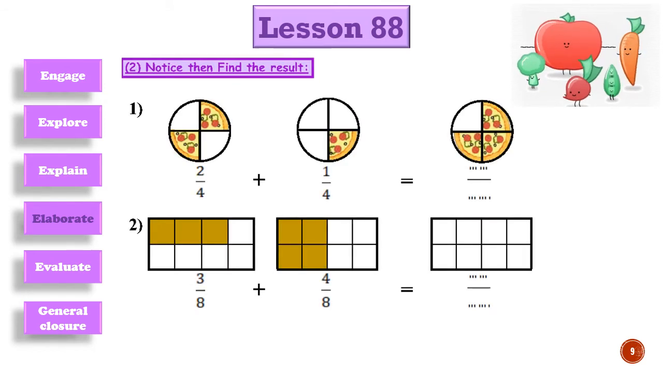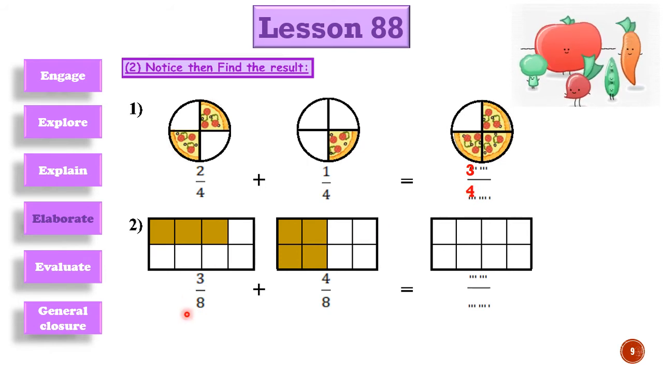Now let's go to notice them. Find the result. The first fraction is 2 fourths. The second fraction is one fourth. If I put this one here in this empty part, it will be like this. This fraction is called what? Good job. It will be 3 fourths because we add only the numerators and put the same denominator. It will be 2 plus 1 equals 3, and for the denominator it will be the same 4.